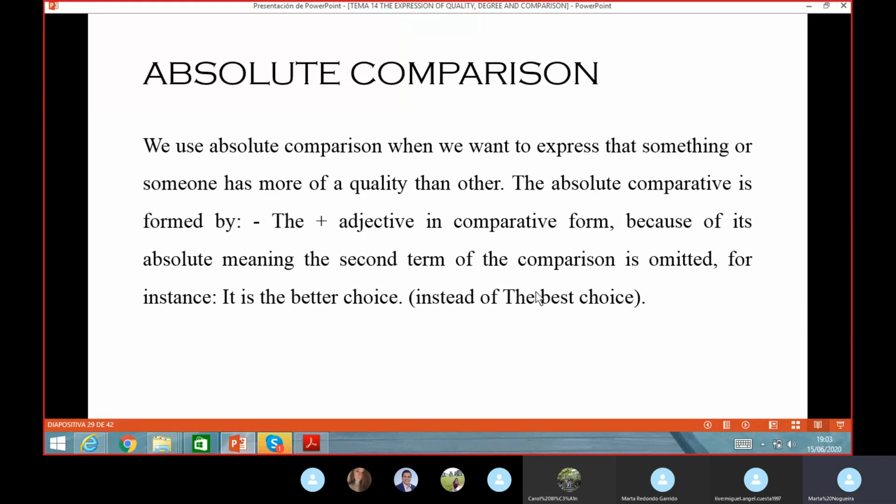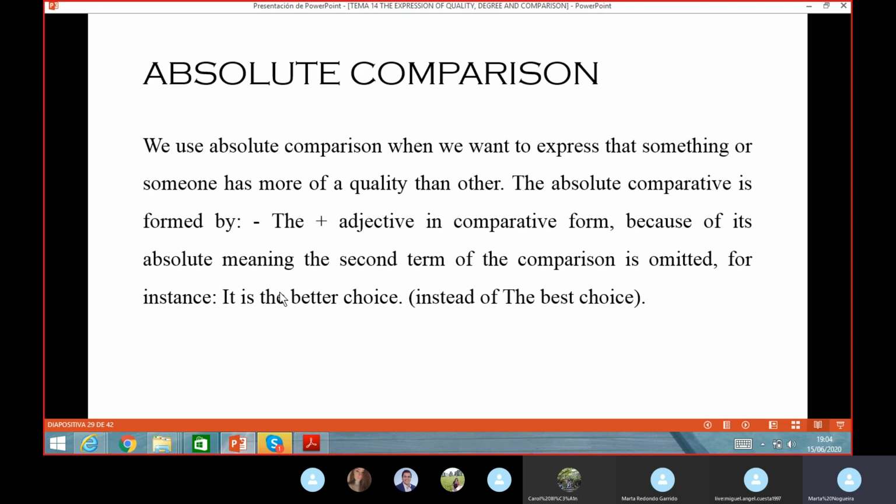Vale, solo quiero hacer mención a esto y es la comparación absoluta. Esto es algo que no va a entrar, no va a entrar. Es decir, no hace falta que os lo aprendáis. I'm going to read and I'm going to explain you why I'm showing you this. We use absolute comparison when we want to express that something or someone has more of a quality than other. The absolute comparative is formed by the plus the adjective in the comparative form. We see here an example, guys. It is the better choice.